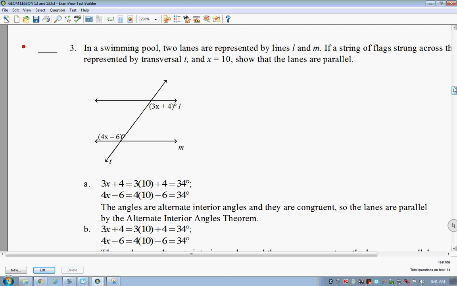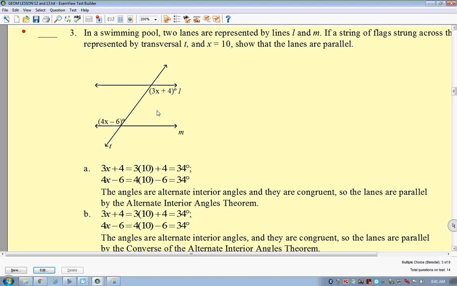So just kind of like that last question we looked at, what are we going to do with the x's in this? Set them equal? No, not set them equal yet. What am I doing with the x? Substitution, right? I'm substituting in 10 for x. But then I want to see if these things are equal. What's 3 times 10? 30. 30 plus 4 is 34. Okay, we got 34 here. What's 4 times 10? 40. Minus 6? 34. All right, 34, 34.